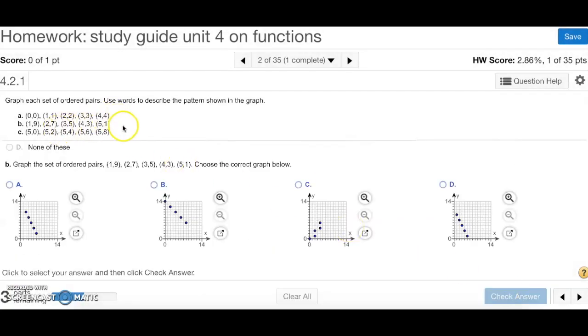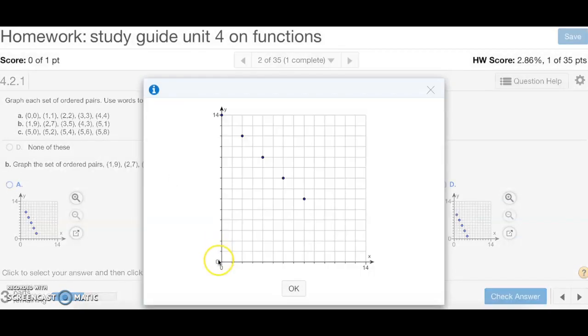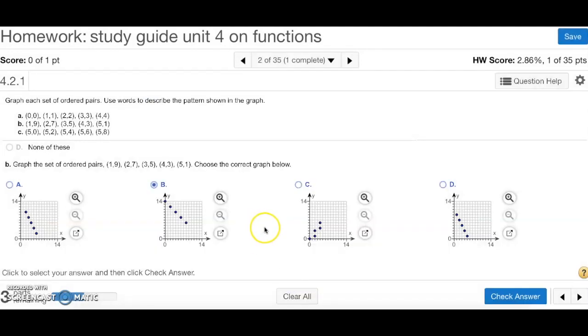Now the second set of coordinates. The x values are increasing by 1, but the y values are decreasing by 2. That means the graph is going down, and it is a line. That means it is not C. Looking at B, we know my first coordinate is 1, 9. Here, my first coordinate is 0, 14, so it can't be B.